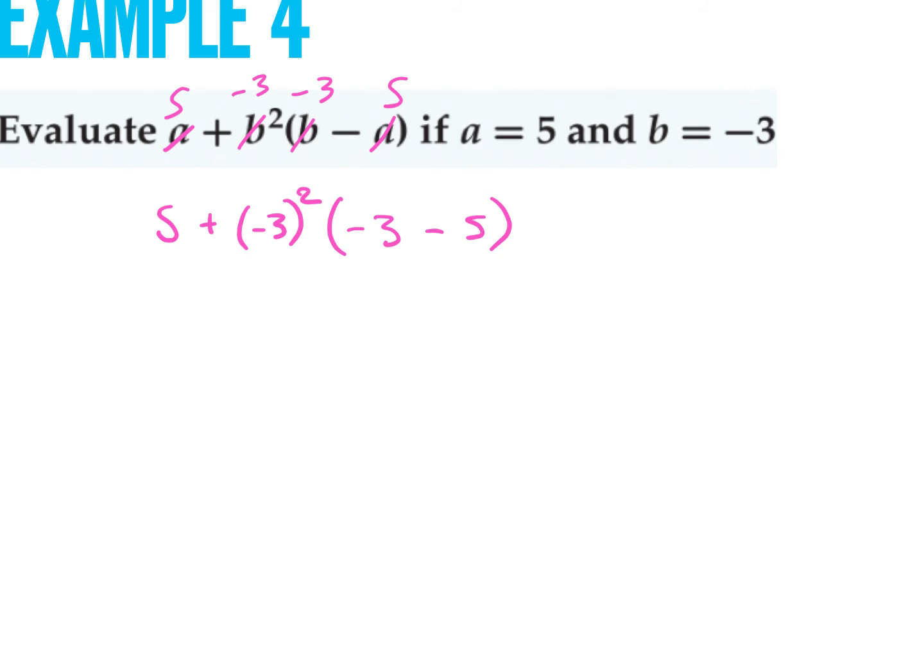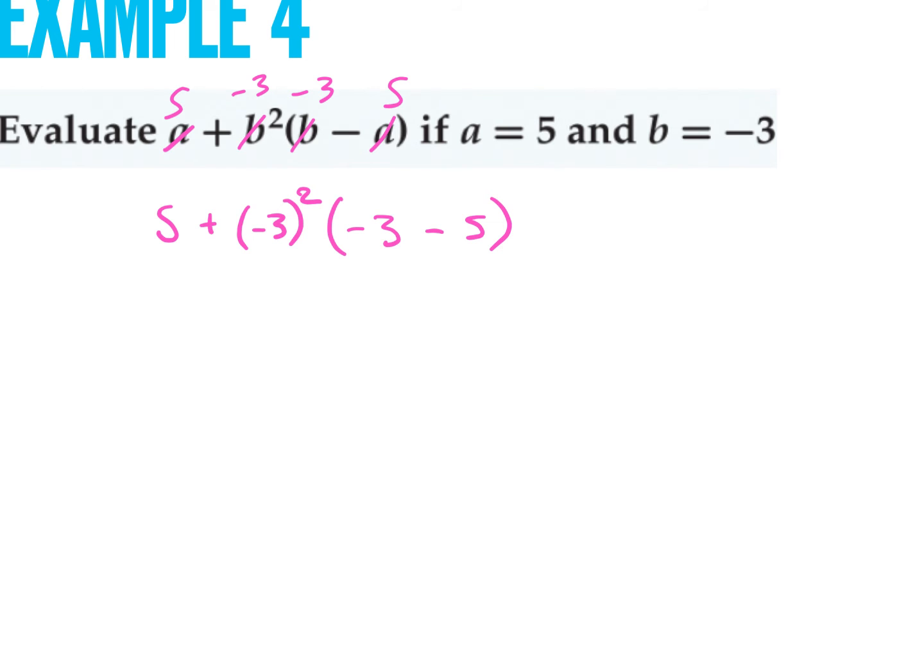If you wanted to, everything you plug in, you can put parentheses around it, just so you know what number you're plugging in, but you don't need to. Sometimes it helps to see what you plug in, keeps things together, but you don't have to put parentheses around everything you plug in.